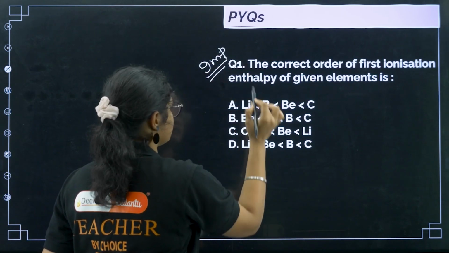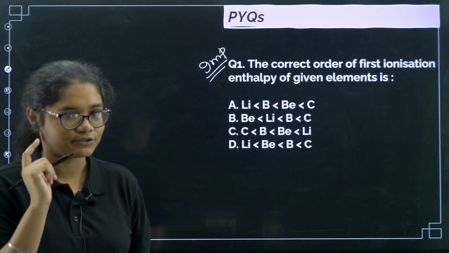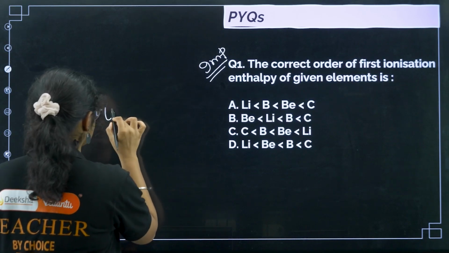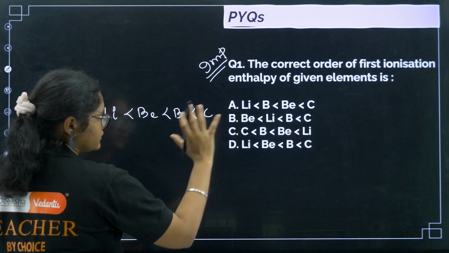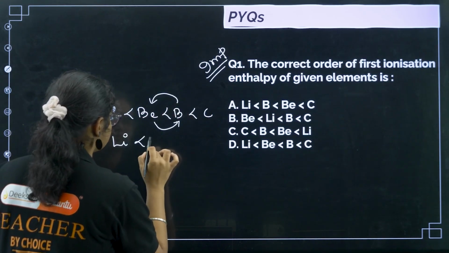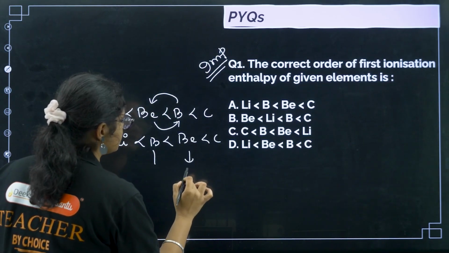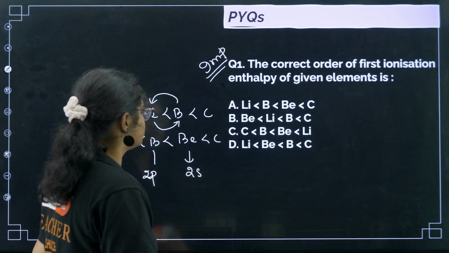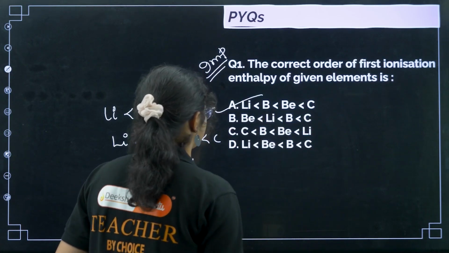So you can see here we have lithium, beryllium, boron and carbon, right? We have studied the exception here. We should not make any mistake in this particular question. If you see, the order should be lithium, then beryllium, and then boron and carbon, right, according to the size. But boron comes before beryllium, so this is the correct order. Okay, now what is the reason? Here the electrons have to be removed from 2s, and here the electrons have to be removed from 2p, right? So that is why the correct answer will be lithium, boron, beryllium, carbon, option number A.